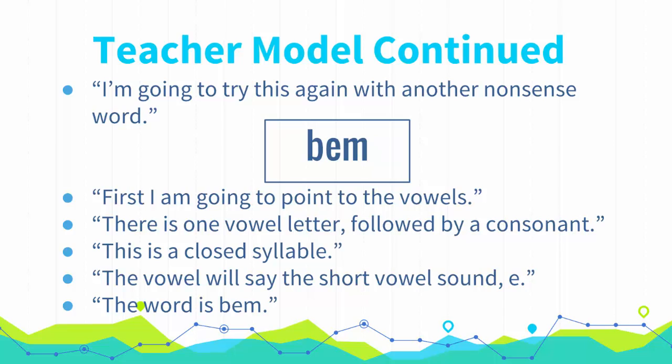Now you will demonstrate this routine with a closed nonsense word. First, I'm going to point to the vowels. There is one vowel letter followed by a consonant. This is a closed syllable. While saying that it is a closed syllable, make sure to demonstrate the closed syllable hand gesture. The vowel will say the short vowel sound eh. The word is bem.